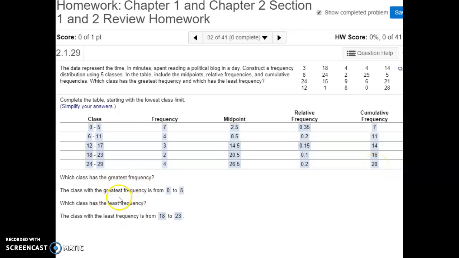And then there's just a few questions down here to analyze your frequency distribution. Here it's asking which class has the greatest frequency. See which number is the largest, and write the lower and upper limit. And then which class has the least frequency. See which number is the smallest, and then write the lower and upper limit of that class.